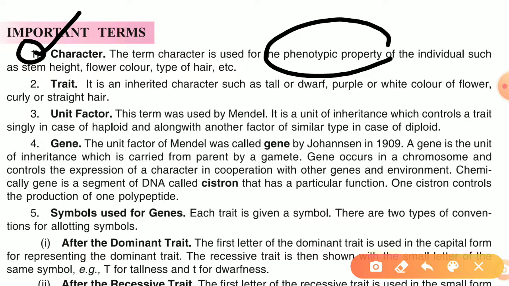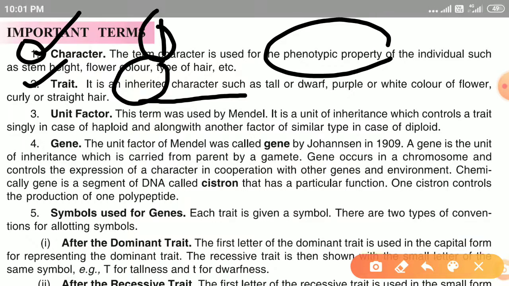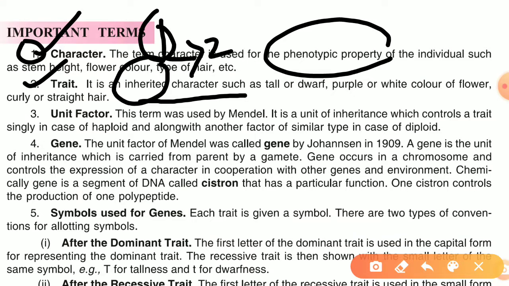Clear? Now the next important term is trait. Now what is trait? Traits are those characters which are inherited. Inherited means transferred from one generation to the next generation. So traits are those characters which are passed from one generation to the next. As we can say, I have curly hair. So I have got this trait from my father. Clear? My daughter is also having curly hair as I am having. So she has got this trait of curly hair from me. So that is curly hair.